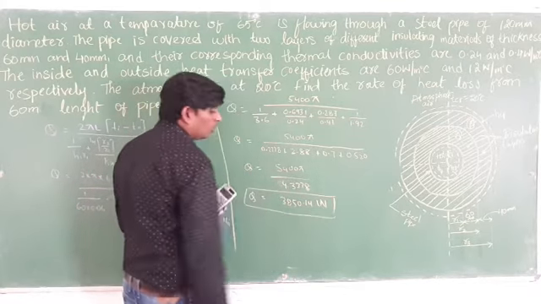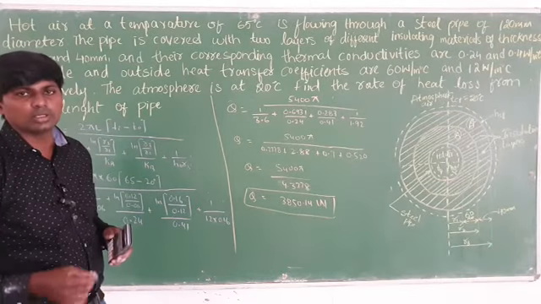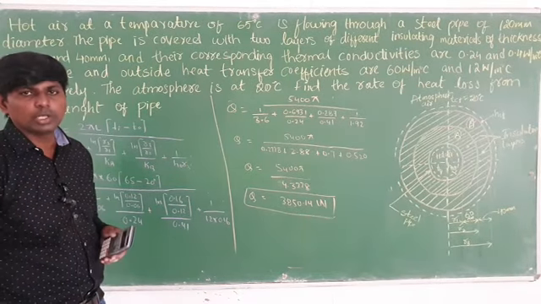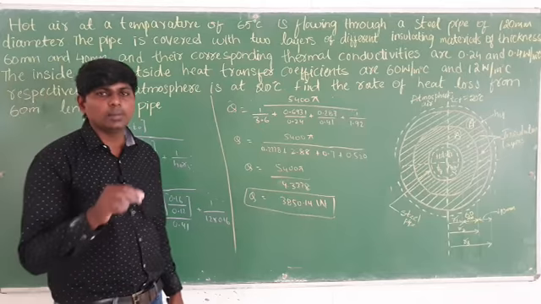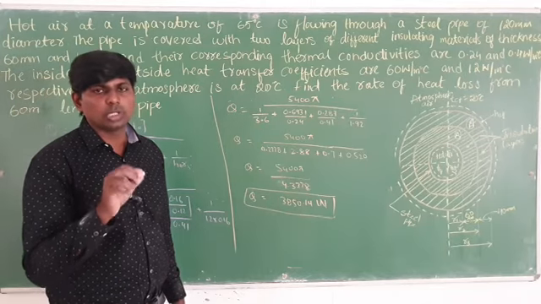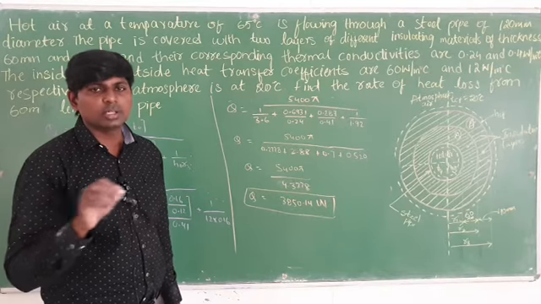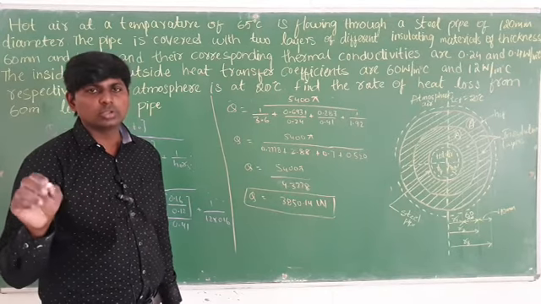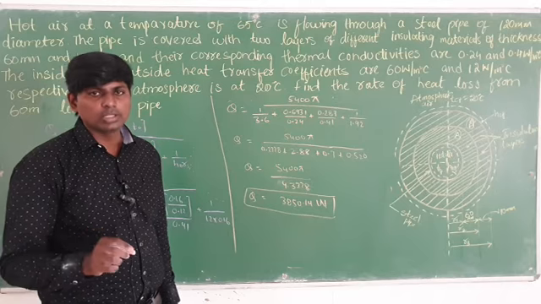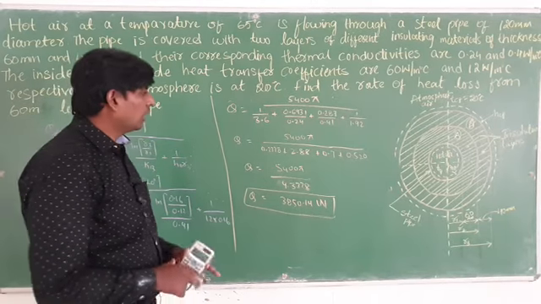But in this problem he is not asking to find the value in kilojoule per hour. Suppose he is asking for kilojoule per hour, what do you have to do? You have to multiply the answer by 3600 divided by 1000. So the answer should be in kilojoule per hour. Like this you have to solve.